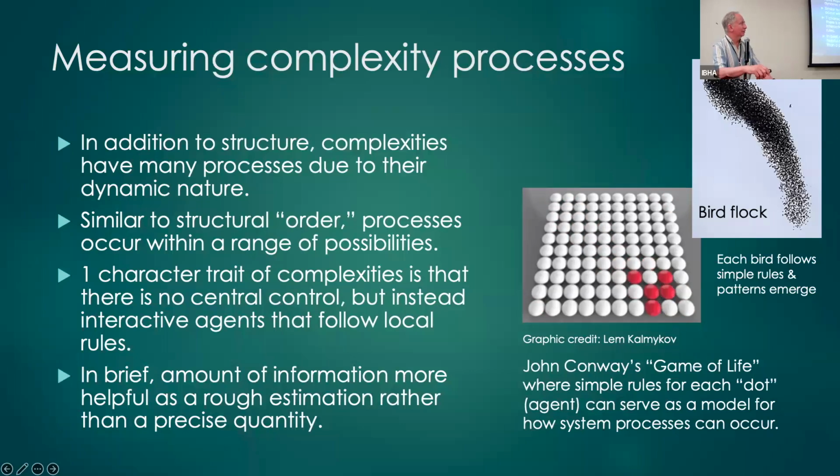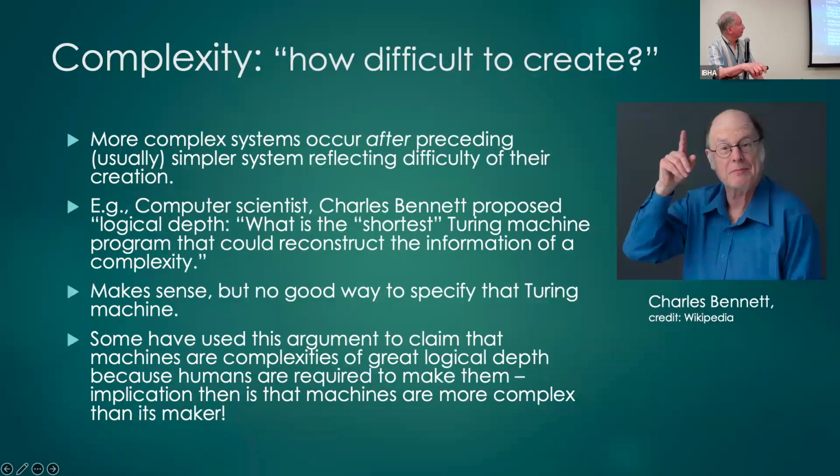This is, I think, called a glider. John Conway's Game of Life is one where simple rules for each dot can serve as a model for how system processes can occur. Of course, on the level of life, the rules are very complex, both formally and just as common, simple understanding of complexity. So that also makes it difficult to quantitate how much.